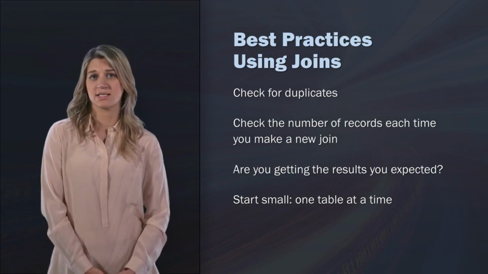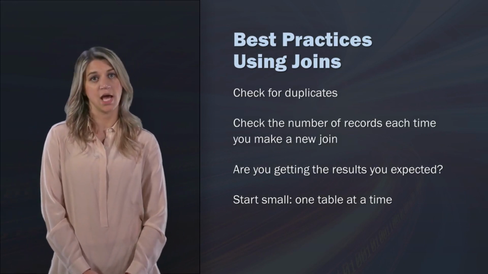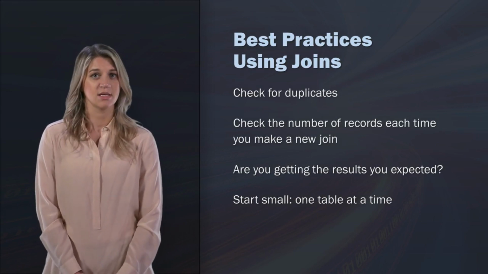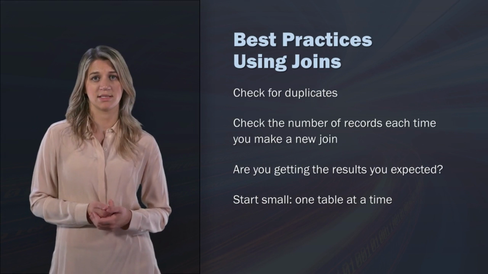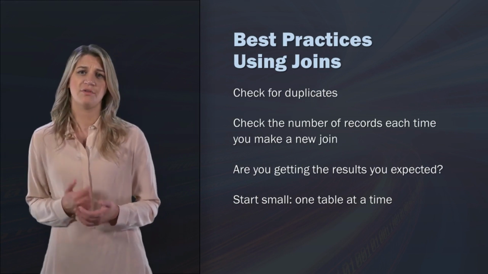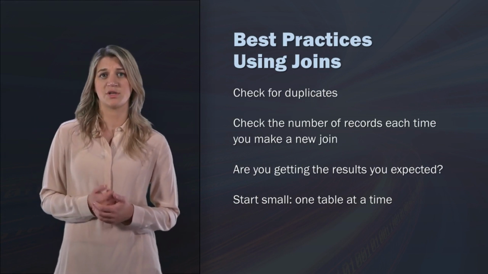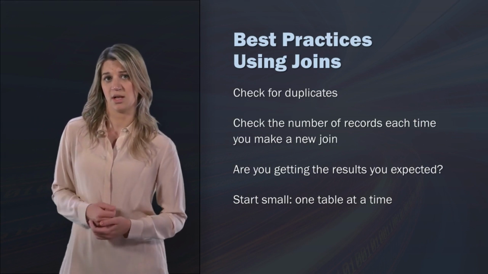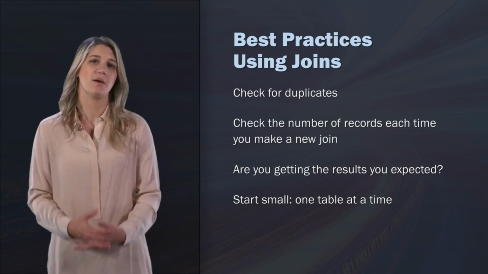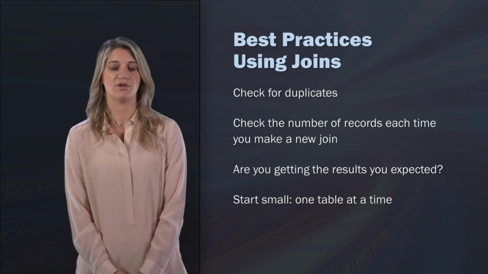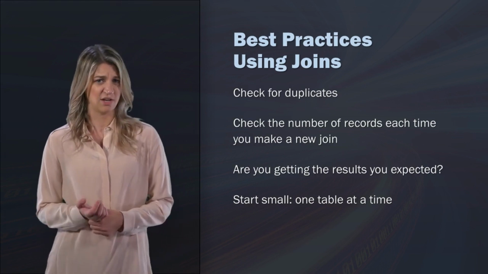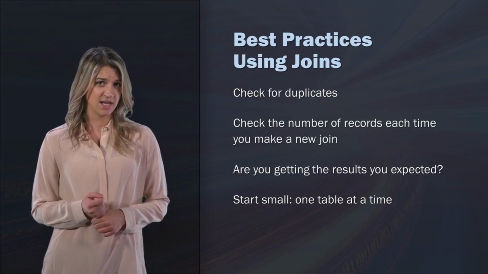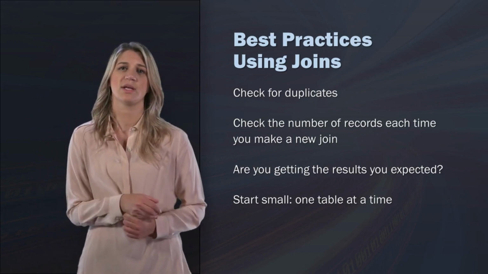So unless you said something where you're doing a union and you don't care if there's duplicates, check and see if somehow your join got messed up and there's duplicates. So let's go over a few quick things you can do to start to make sure that our joins are working well. One, check the number of records you have each time you make a new join. Did you lose any records? Did you gain any records you weren't expecting? And then the other thing is to look for duplicates.